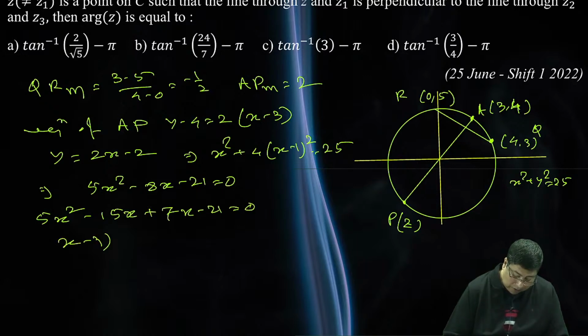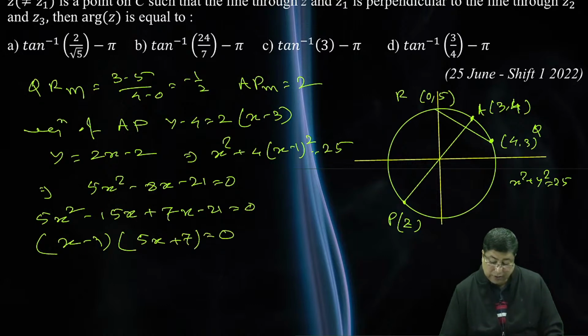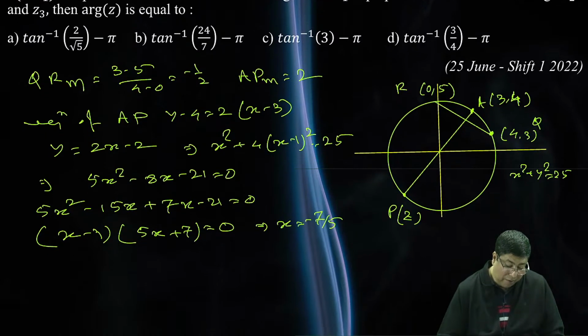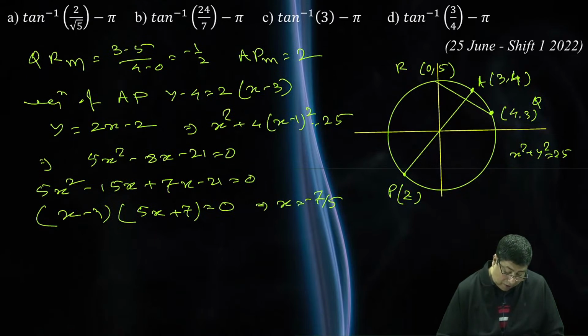So, x minus 3 into 5x plus 7 equal to 0, taking 5 common. X equal to 3 is not possible because already one point is there, A. Therefore, we can say x equal to minus 7 by 5. If x is minus 7 by 5, so y is what? Put in the straight line equation. Y equal to minus 24 by 5.